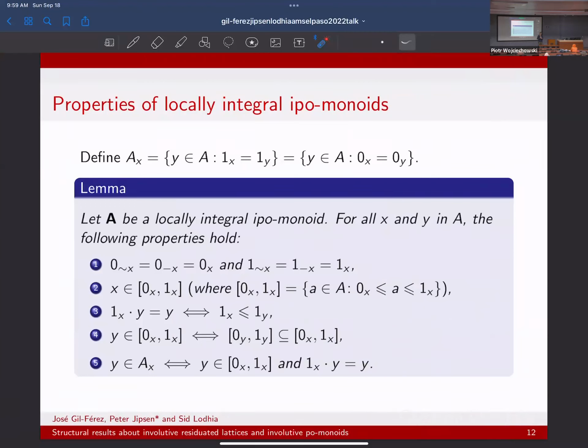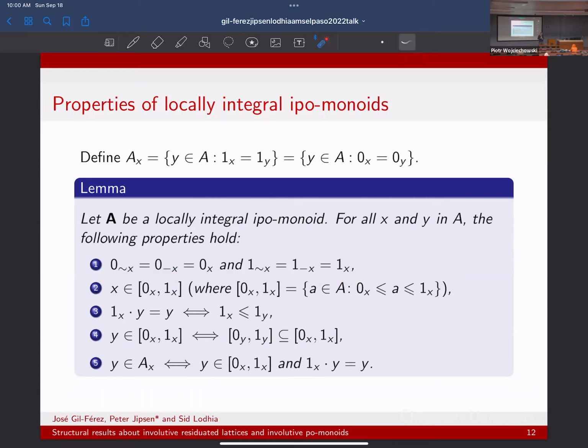Now, more details. Define A sub x to be all the elements where 1x is equal to 1y. So all the elements which have the same local identity. This is actually an equivalence relation, and A sub x is an equivalence class. You can also define it using the 0. That's not the local identity, it's the local 0. Same thing. And then you have some technical properties that you have to check. And all these proofs are very straightforward. I didn't put them in here, but they've been very carefully written up, mostly by Jose and by Sid.